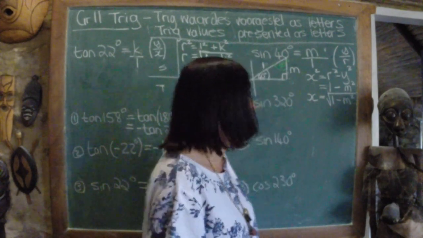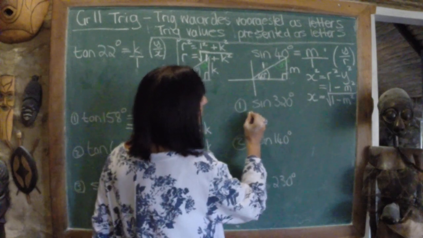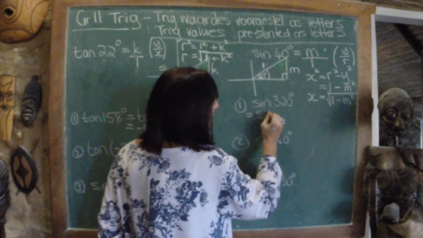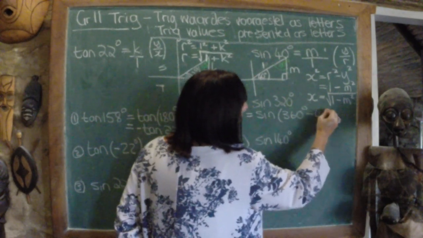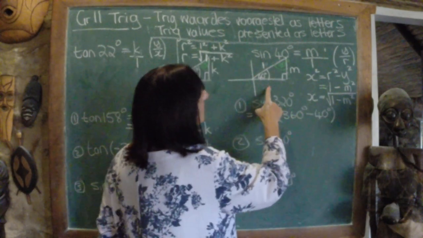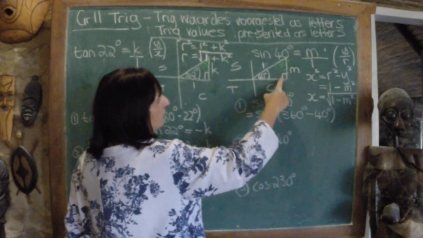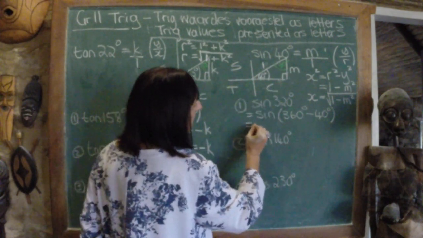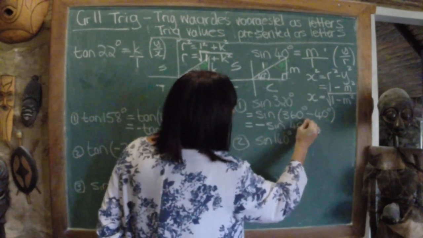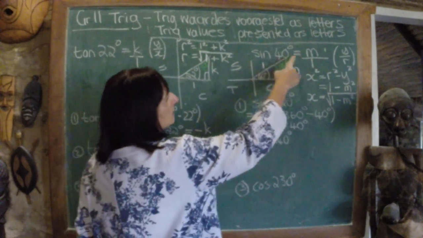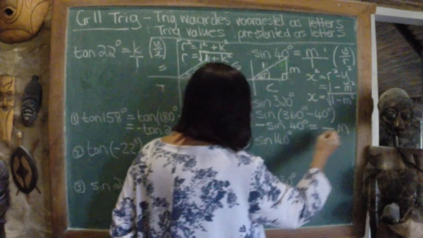Very important. So now, let's use reduction formulas. We're going to have the sin 360 minus 40. Goed, 360 minus is hierso. En daarso is sin negatief, so ek het die minus sin van 40. So I already know sin 40 equals m, so this is going to be minus m.